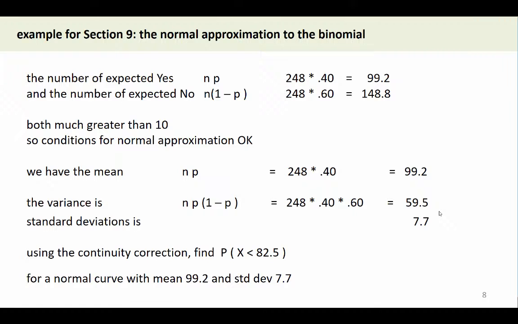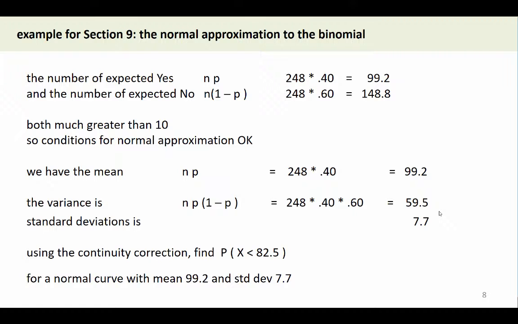So these are both much greater than 10, so the conditions for the normal approximation are going to be okay. We already know the mean, n times p, 248 times 40, the expected number with low bone density, 99.2. We need to work out the variance, n times p times 1 minus p, 248 times 0.40 times 0.60, which is about 59.5. So when we take the square root for the standard deviation, we're going to get 7.7.